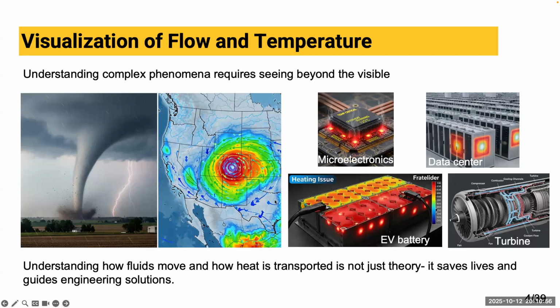So from this information, we can predict the trajectory and the precipitation of tornadoes, and we can save a lot of lives. And if you think about the engineering applications such as microelectronics, data center, EV battery, and turbine engines, we need fluidic cooling systems. And for effective designs of such systems, we need to understand the temperature and flow distribution in this system.